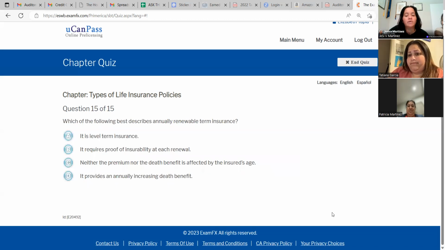Which of the following best describes annually renewable term insurance? A, it is level term insurance. B, it requires proof of insurability at each renewal. C, neither the premium nor the face benefit is affected by the insured's age. D, it provides an annual increase in death benefit. So we're looking for the right answer, right? We know the premium is affected, so C is automatically out. We know the death benefit does not change, so D is out. And I don't think you require proof of insurability each year, right? So it is level term insurance.